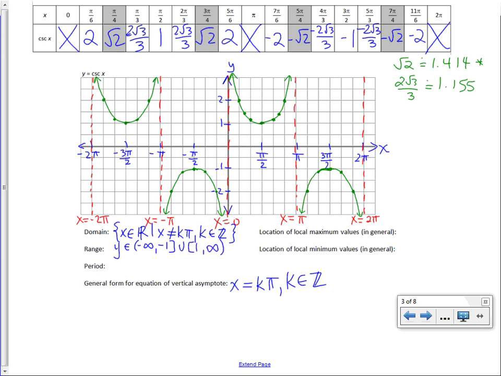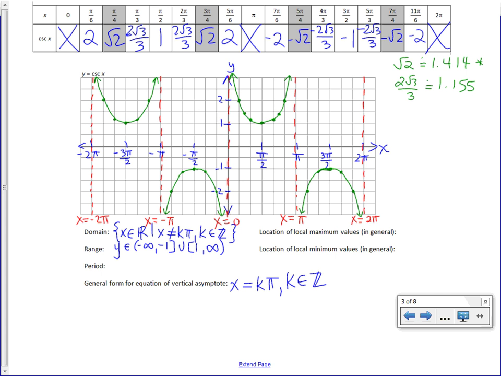Do you want to keep with set notation? y element of the reals such that y is less than or equal to -1, comma, y is greater than or equal to 1. Okay, can we use mixed notation? I'm fine with that. You can mix it up.